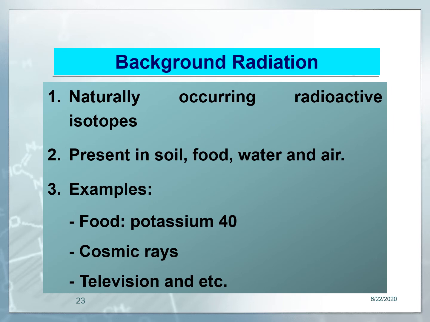For example, one of the naturally occurring isotopes is potassium-40, present in any potassium-containing food. Cosmic rays are produced in space by the sun. People living at high altitudes receive more radiation from cosmic rays than those who live at sea level. We also receive radiation from television, in a medical clinic, and from dental and chest X-rays.